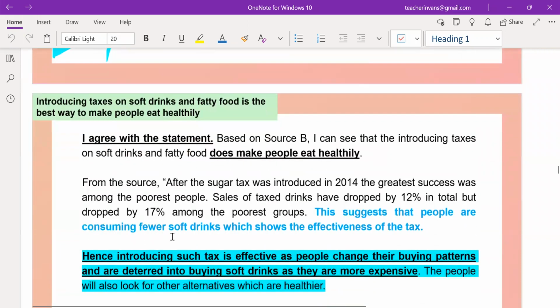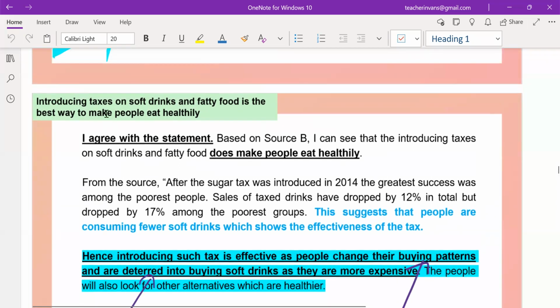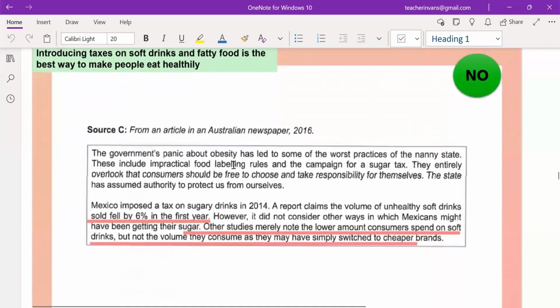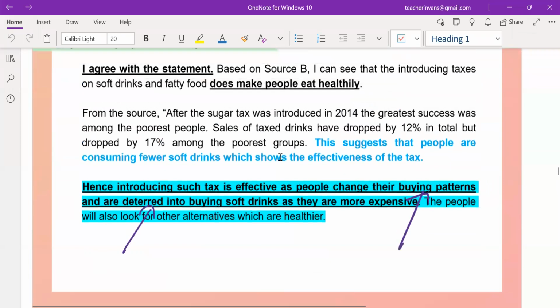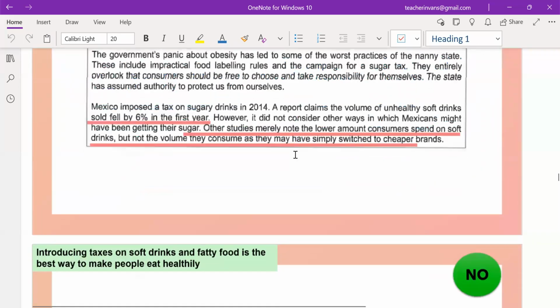This suggests that people are consuming fewer soft drinks, and because there is such a tax, it is effective. People changed specifically their buying patterns. They are deterred, the word, to buy soft drinks because it's just more expensive. Okay, so yes, having taxes does deter people, does stop people. This one is obviously a no, unlike source B, hence source C will be the opposite, correct?